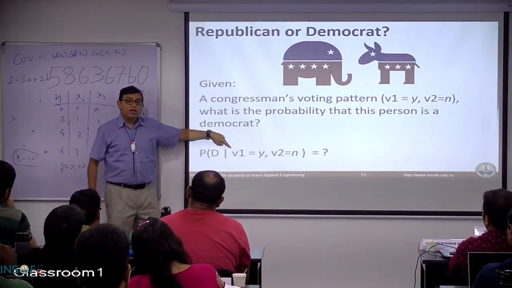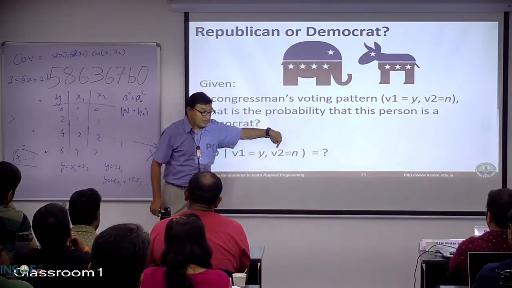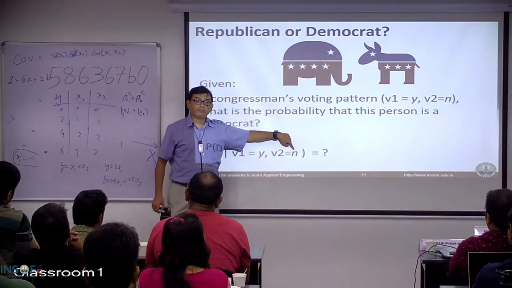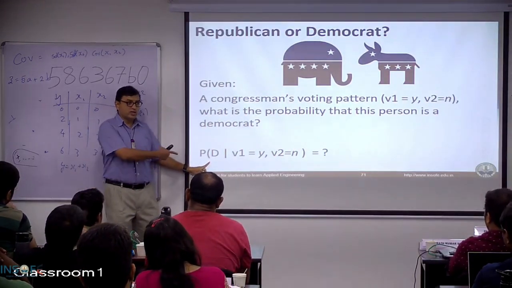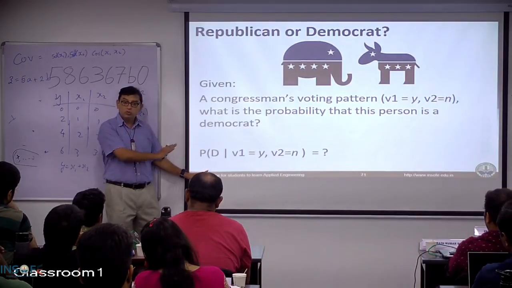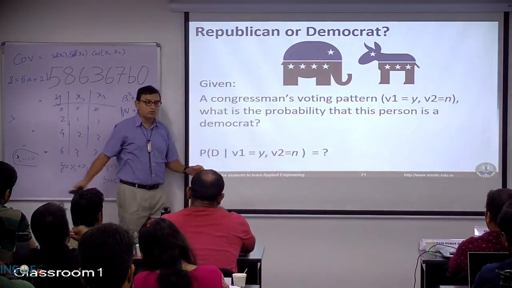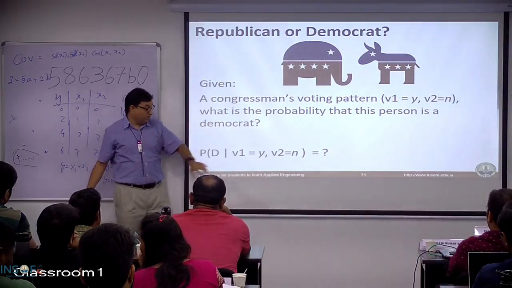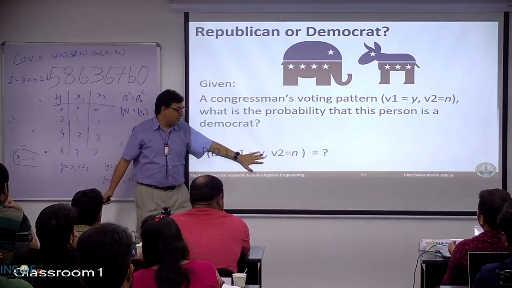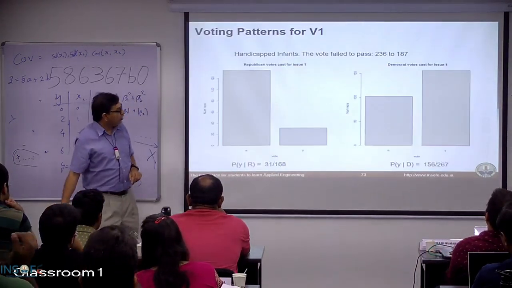Given that in the first issue someone voted yes, and in the second issue someone voted no, what is the probability that he is a Democrat? That's what this conditional probability is, right? It's important to be able to read the notation because we are going to use a lot of it in the next few slides. So we are interested in the first vote being yes, the second vote being no. Just remember those numbers and we'll move on to the next slide.